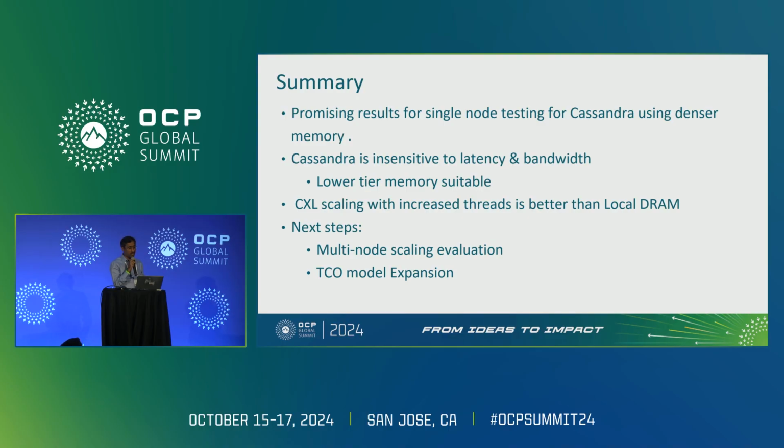And the TCO model that can play with CXL, because if the second tier is good enough for the Cassandra workload to move to the CXL, then we can have a TCO play around it. So we are analyzing the TCO model as the next step here.